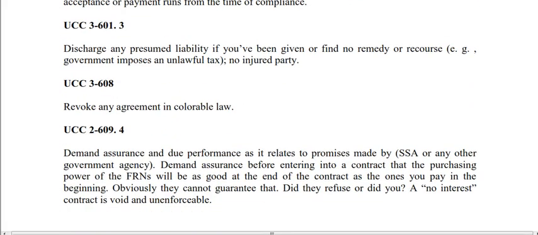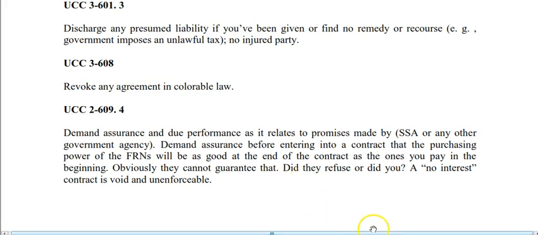UCC 3-601. Discharge any presumed liability if you've been given or find no remedy or recourse. UCC 3-608. Revoking your agreement in colorable law. UCC 2-609. Demand assurance and due performance as it relates to promises made.